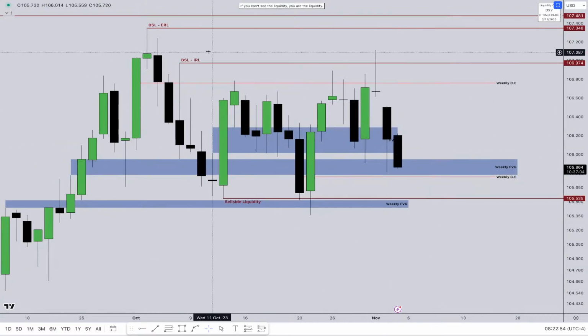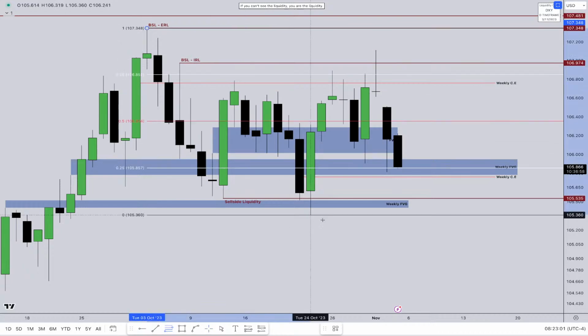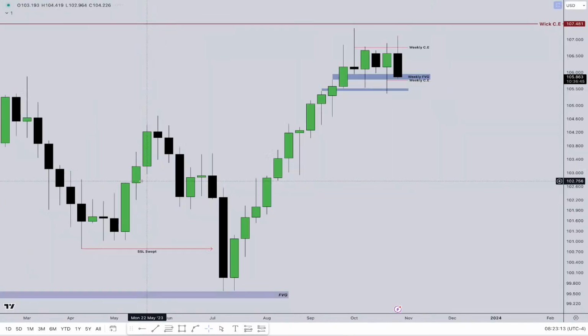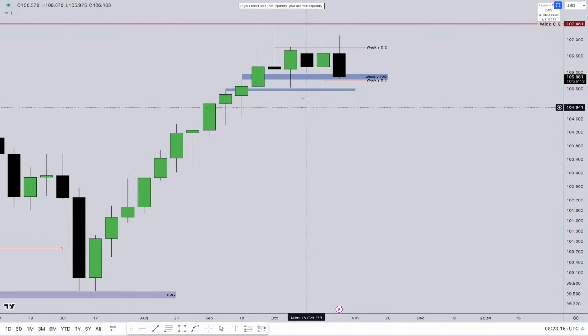You can see how we're just being stuck in consolidation between this high and this low. From this range high to this low. So we're inside this range, consolidating. You can see that we're trading inside the weekly fair value gap, which is from the weekly chart, right there.